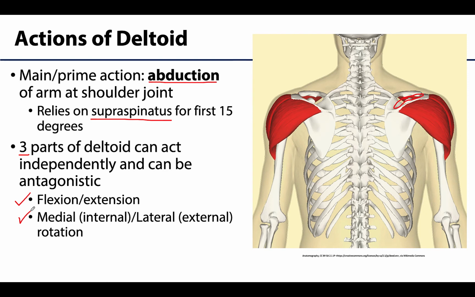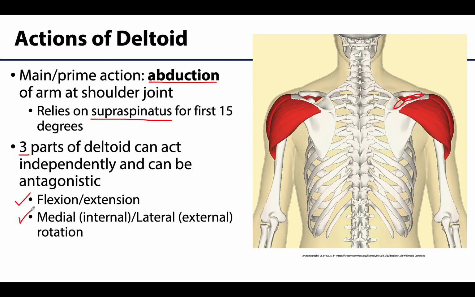So if you look at the movements that are possible with contraction of the different parts of the deltoid, it actually is capable of almost every type of action possible at the shoulder joint except for adduction. So you can see how hugely important this muscle is to the shoulder region.